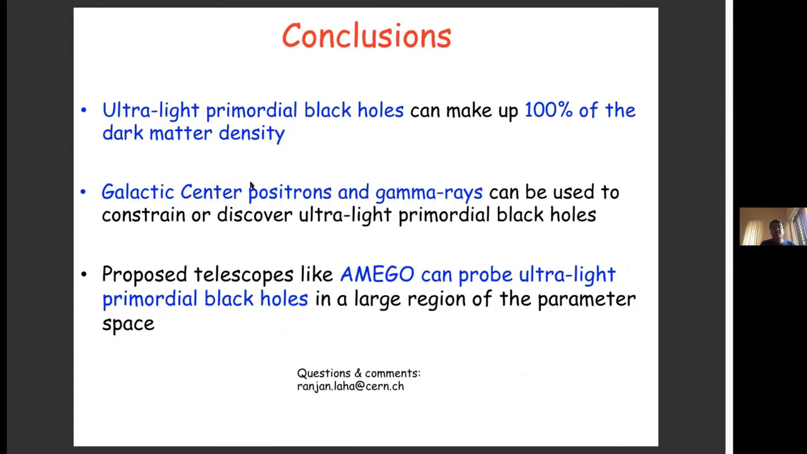Okay, so I come to the conclusion of my talk. I tried to motivate that ultralight primordial black holes can make up 100% of the dark matter density. Galactic center positrons and gamma rays can be used to constrain or discover ultralight primordial black holes. And there are proposed telescopes like AMEGO, which can probe ultralight primordial black holes in a large region of the parameter space, which cannot yet be probed by any other means.